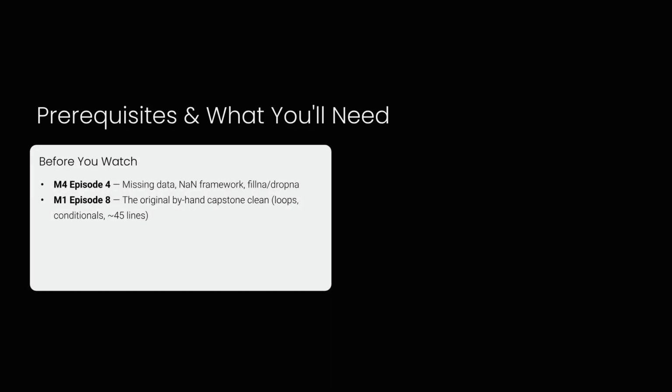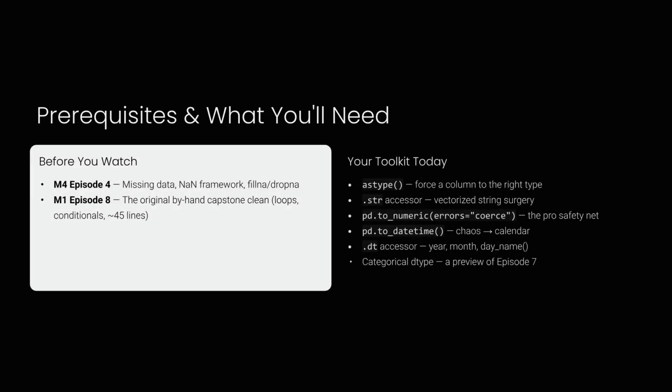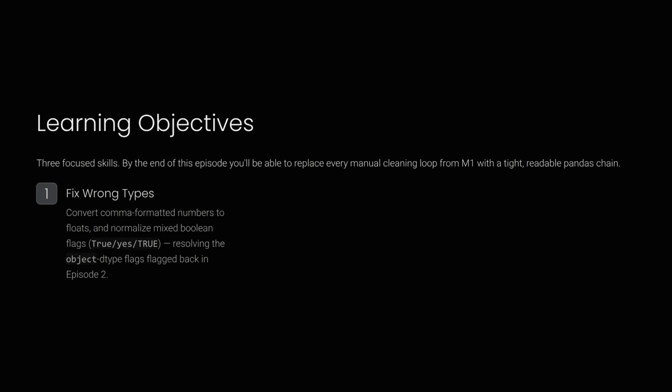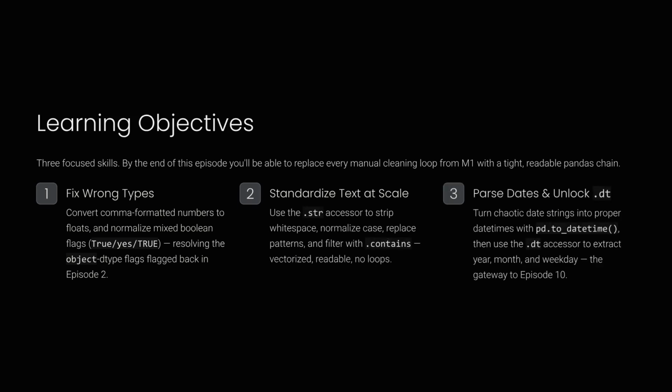To get the most out of this video, it's helpful to be familiar with previous work on missing data and manual cleaning processes. Today, our toolkit includes methods like astype, string accessors, and date parsing tools. Our learning objectives today are simple. We will fix incorrect data types, learn to standardize text at scale without using manual loops, and finally, parse dates to unlock the power of the .dt accessor.